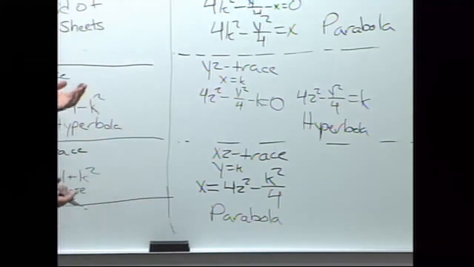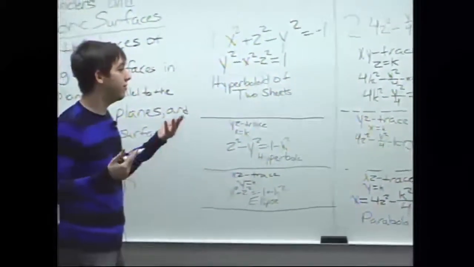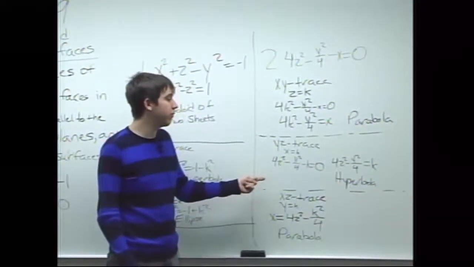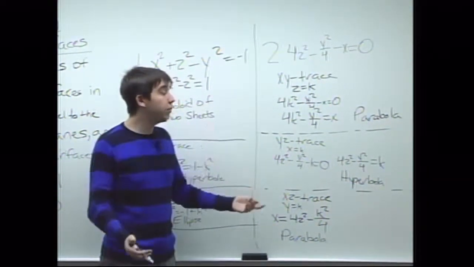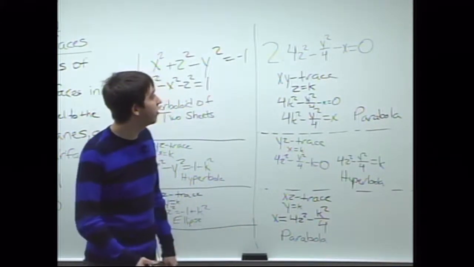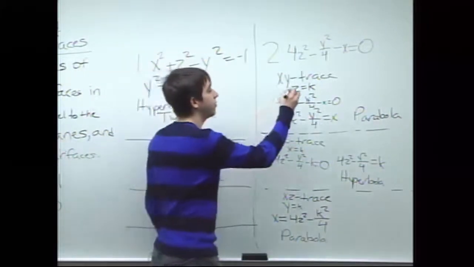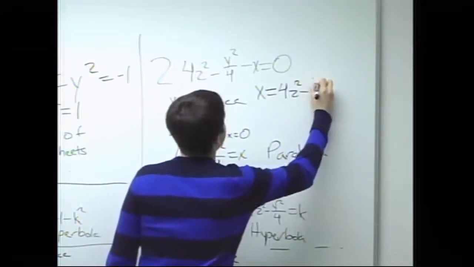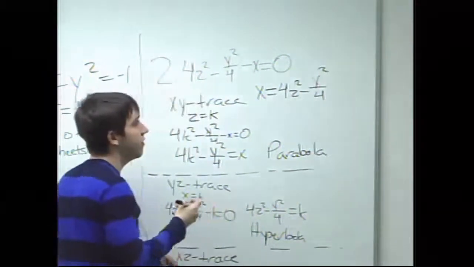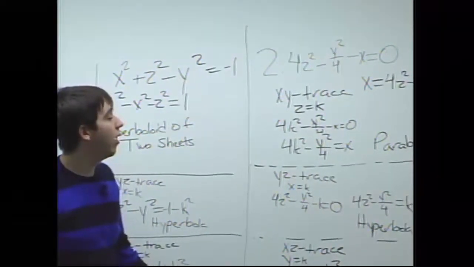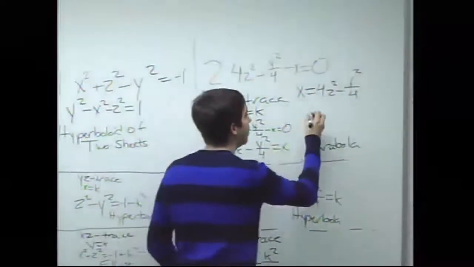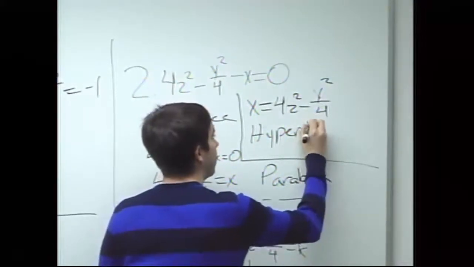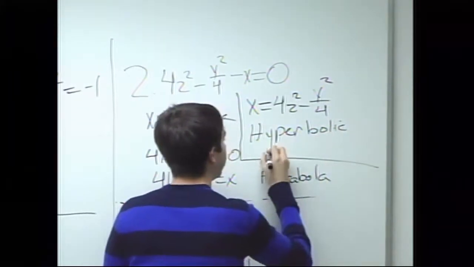Now for this particular shape, we can very easily identify what this shape is based on our traces. We have two traces that are parabolas and one trace that is a hyperbola. So straight away we know that this shape is a hyperbolic paraboloid. And if you verify this through the original equation, if I just add x to both sides, 4z squared minus y squared over 4, this is a pretty standard form of writing a hyperbolic paraboloid. So this shape is a hyperbolic paraboloid.